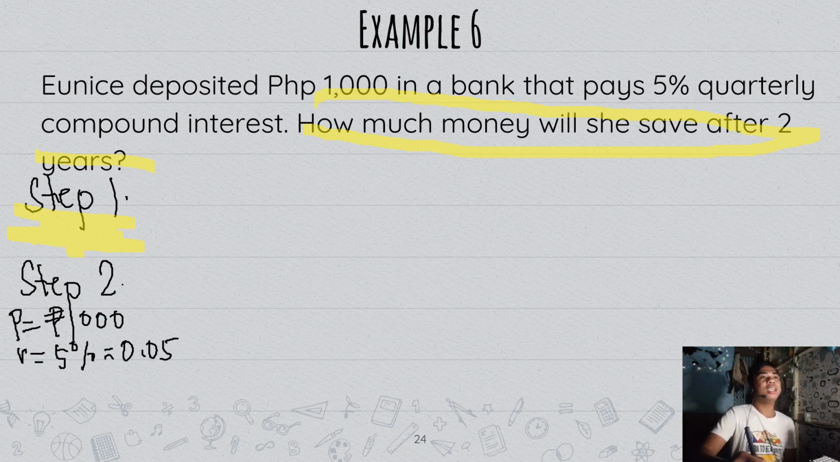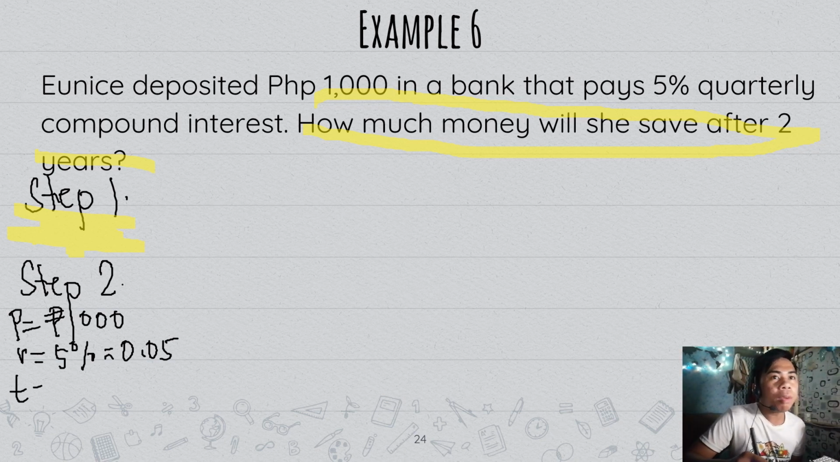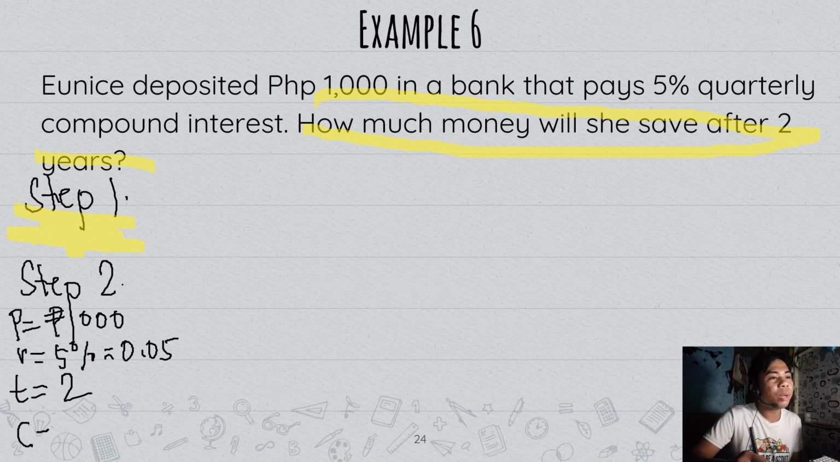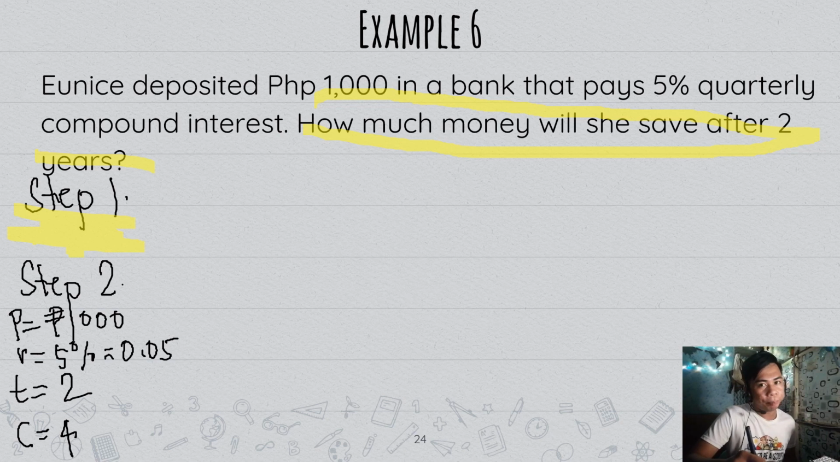0.05, right? So we have time. How much money will she save after 2 years? So that would be our T. And compound interest: our interest is compounded quarterly. So how many quarters are there in 1 year? There would be 4.